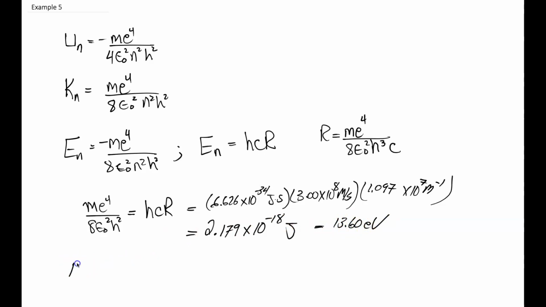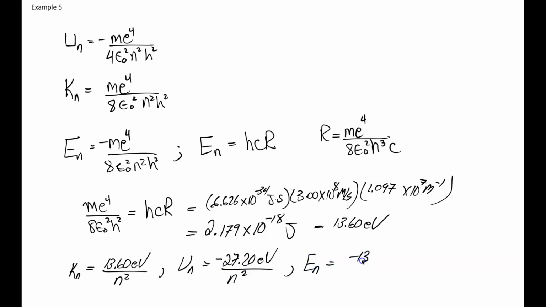And now we can say that K sub n, if we take this value, would be 13.6 electron volts over n squared. U sub n would equal negative twice that, so negative 27.2 electron volts over n squared, and the energy is negative 13.6 electron volts over n squared.